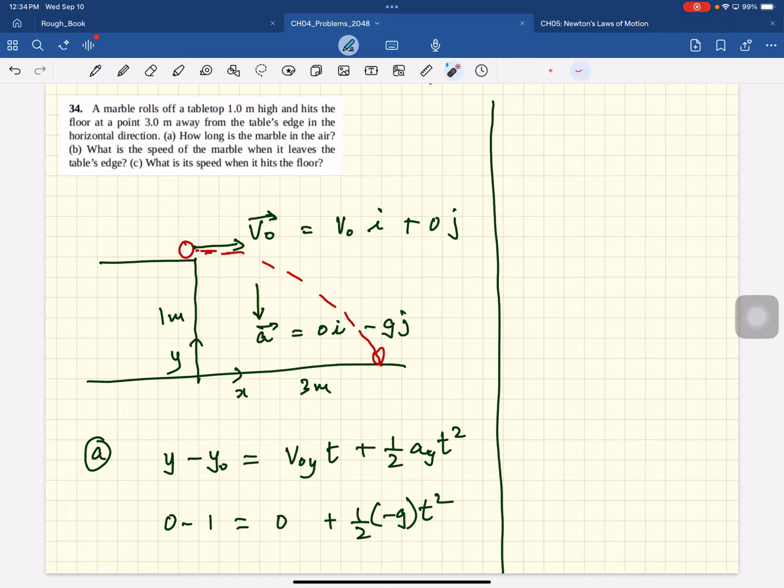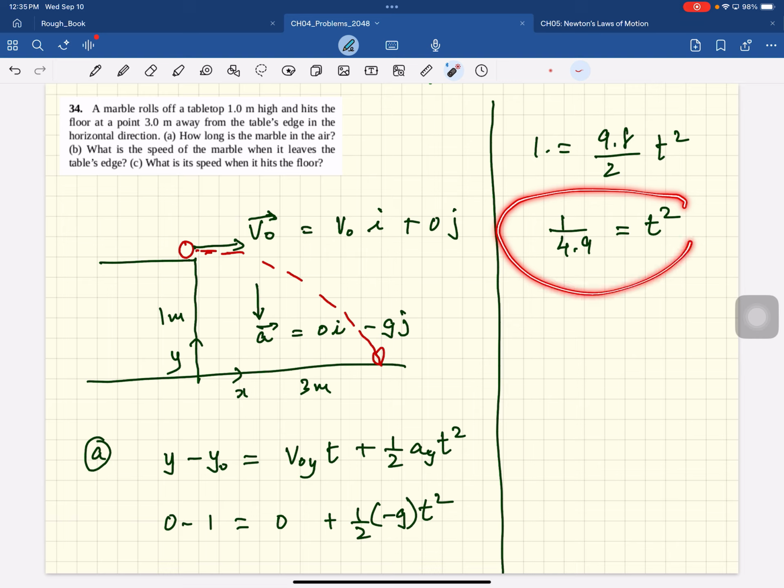So you can see that 1 equals 9.8 over 2 t squared. Here I'm not writing down units, so this is meters. Again, it just gets messy. So this is 1 over, this is 4.9. So 1 over 4.9 equals t squared. So here's an equation, and you can solve for t there.